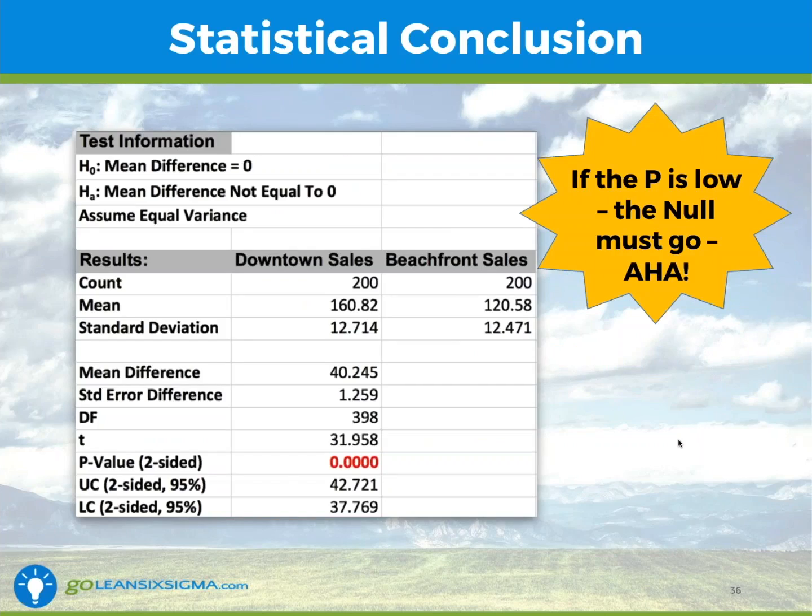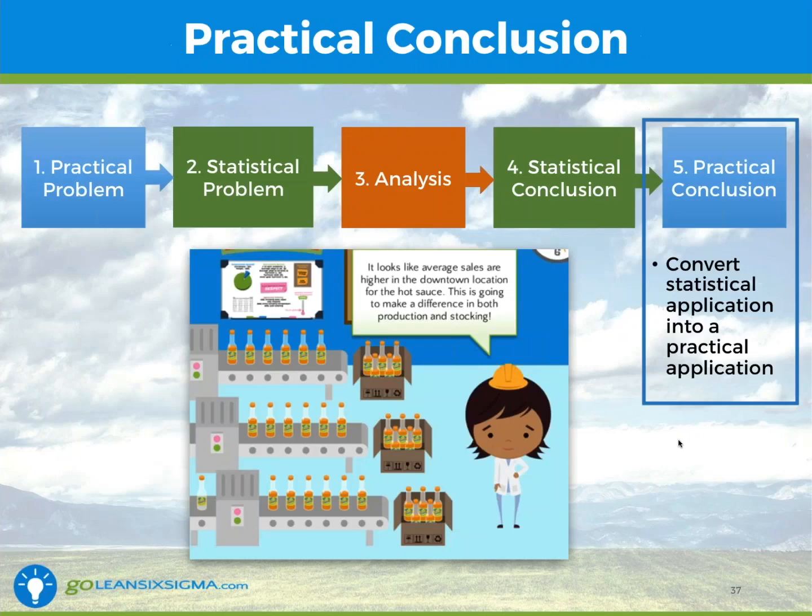It's too small to show up in the space allotted here. So that means downtown has statistically significant different sales from beachfront. And that means we get to now take this back into a practical conclusion, right?